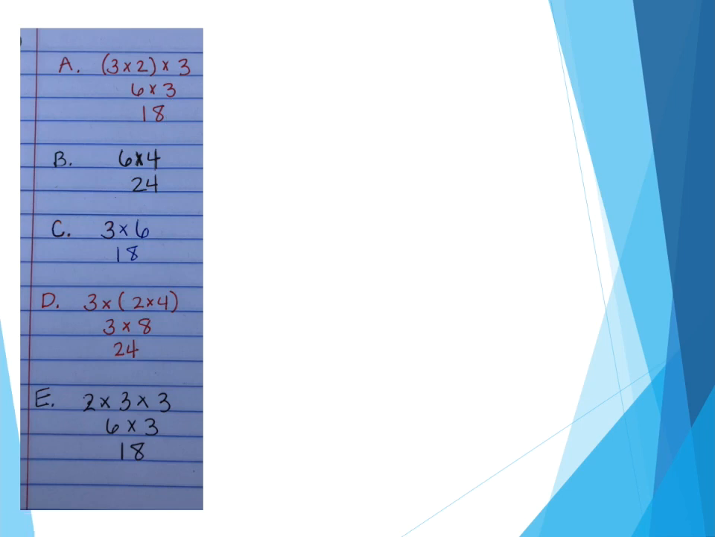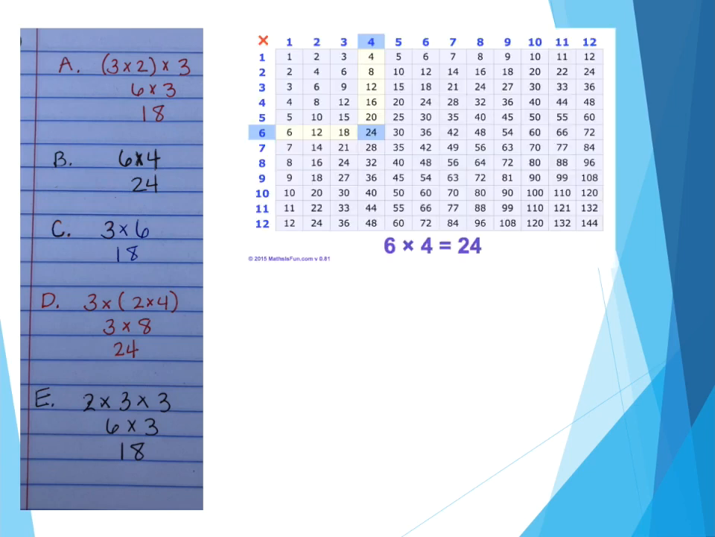When I look at B, I see 6 times 4. Well, I know that's an extra group, so I know it's going to have a larger product than 18. And in fact, it does. I can see 6, and I can move over 4 columns, making sure the 4 is still above there, and I see 24. So I know that B would not work for this.